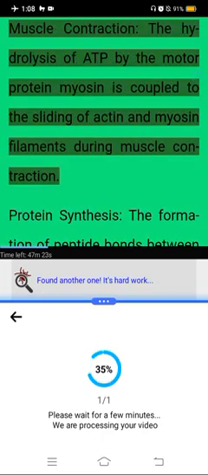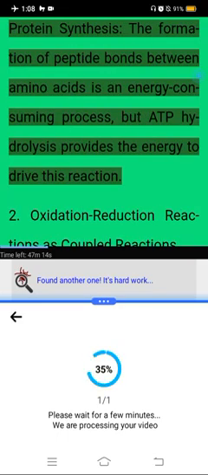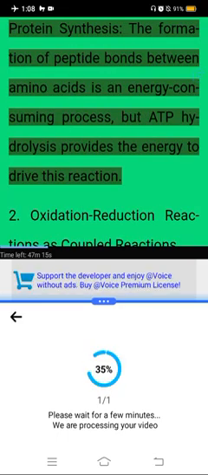Muscle contraction: the hydrolysis of ATP by the motor protein myosin is coupled to the sliding of actin and myosin filaments during muscle contraction. Protein synthesis: the formation of peptide bonds between amino acids is an energy-consuming process, but ATP hydrolysis provides the energy to drive this reaction.